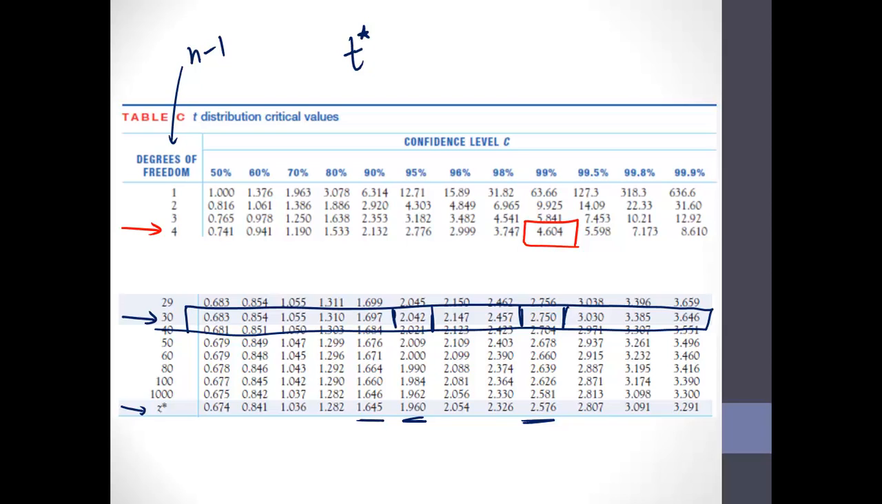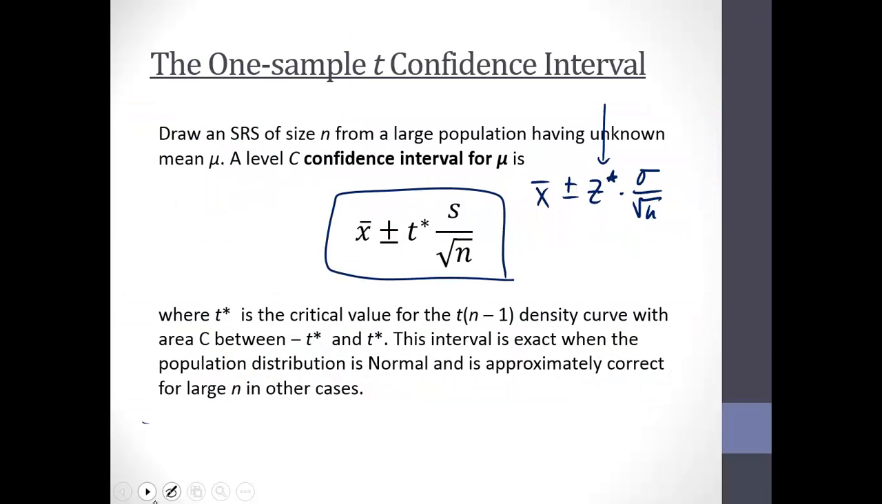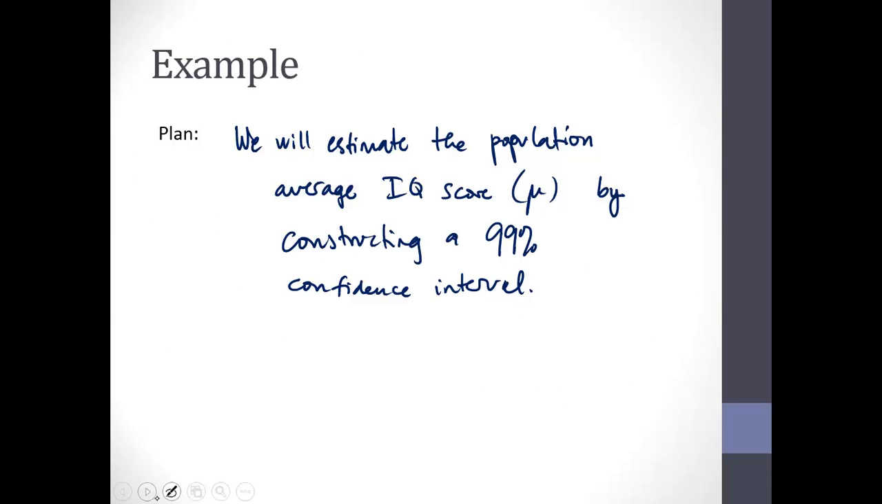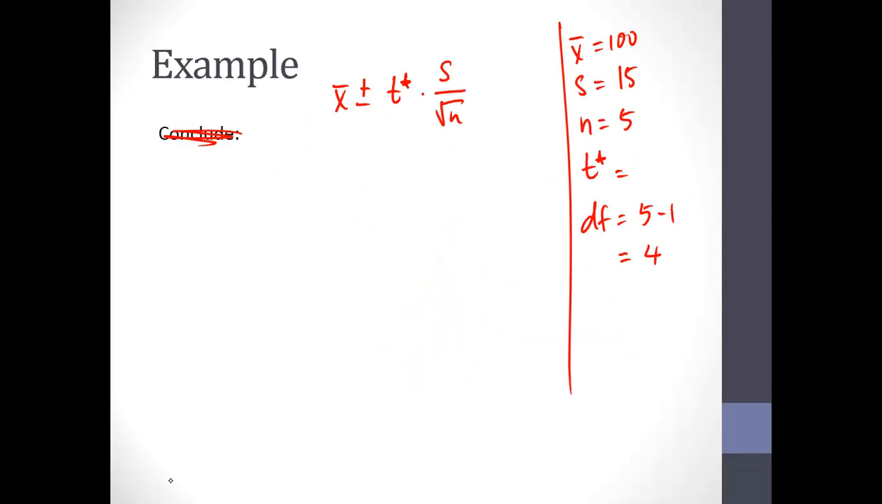So again, when you're working on your homework, that table is in your notes. It's also in your textbook, close to where the other table is. So that tells us that our t star is going to be equal to 4.604 because I want a 99% confidence. So I have all my numbers here. I'm ready to roll. I can just plug these things in.